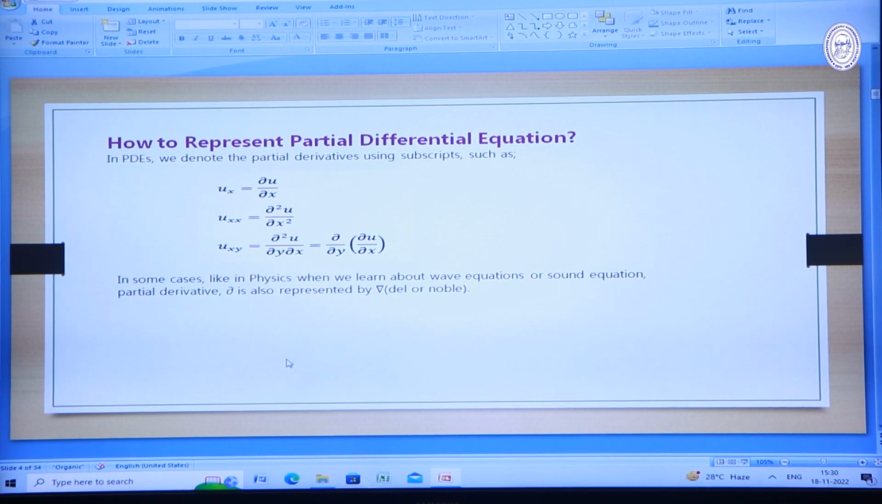How to represent partial differential equation? In partial differential equations, we denote the partial derivatives using subscripts such as ux equal to del u by del x, uxx equal to del square u by del x square, uxy equal to del square u by del y del x equal to del by del y of del u by del x. In some cases, like in physics, when we learn about the wave equation or sound equation, the partial derivative del is also represented as capital delta.